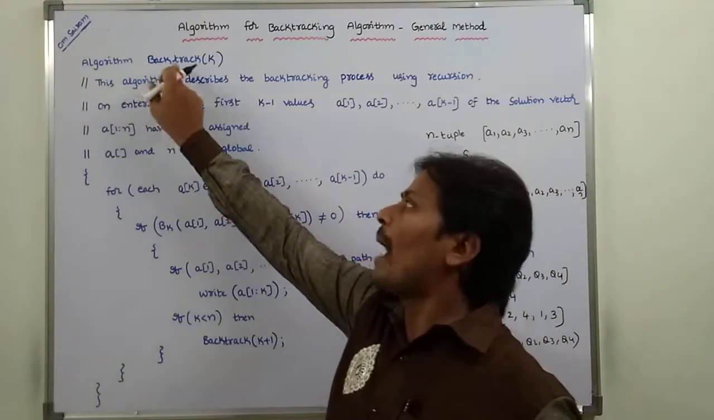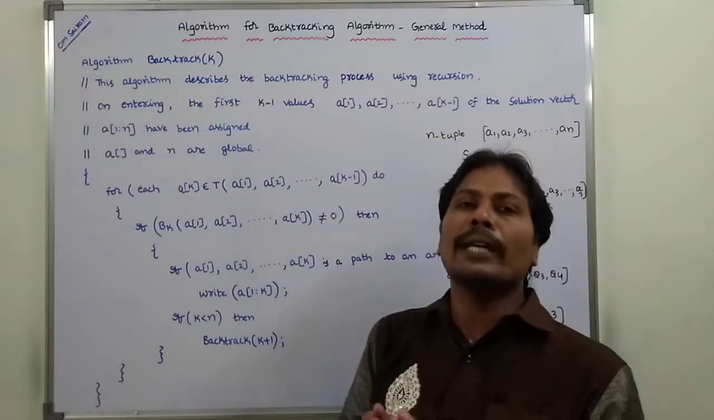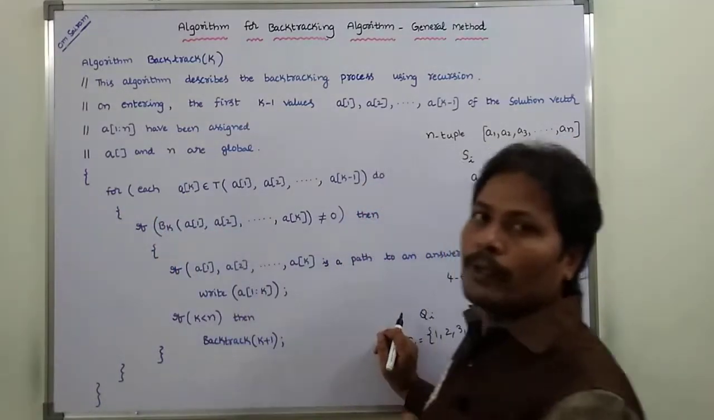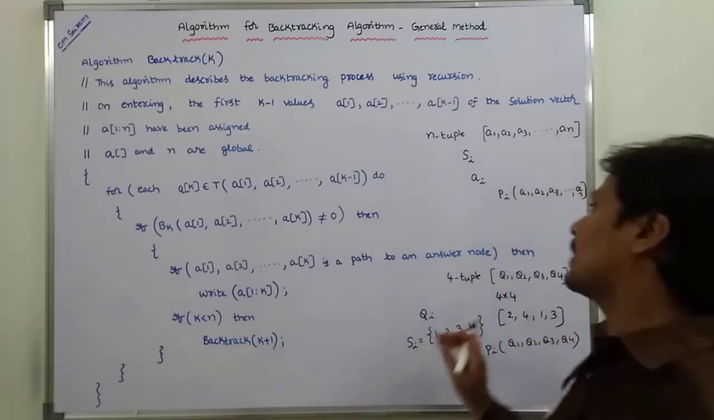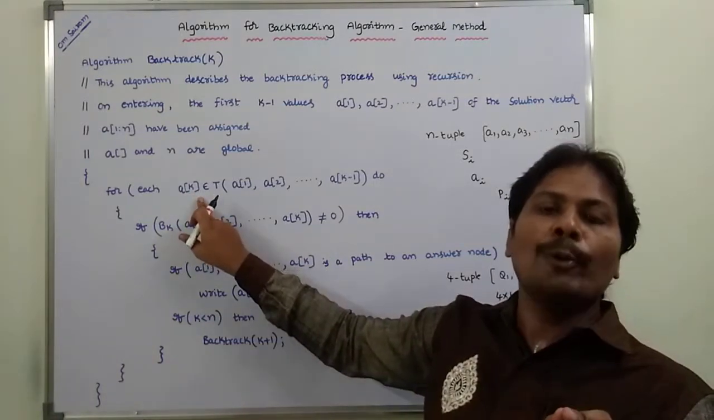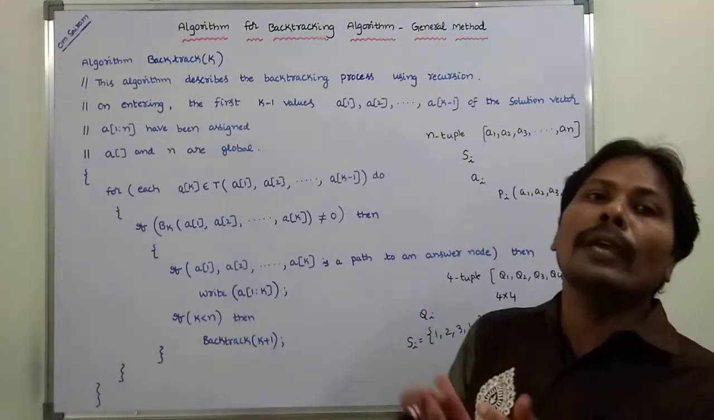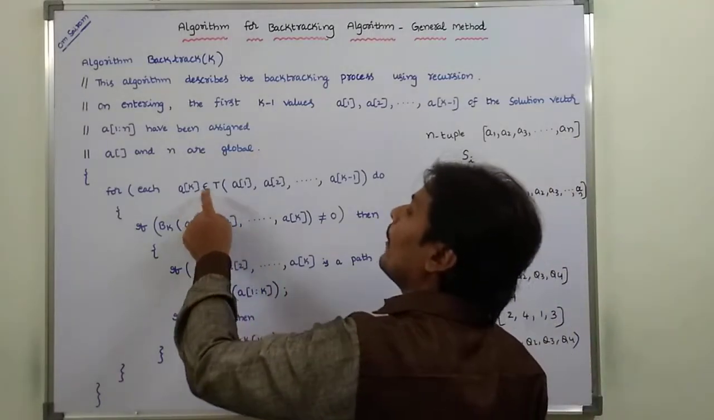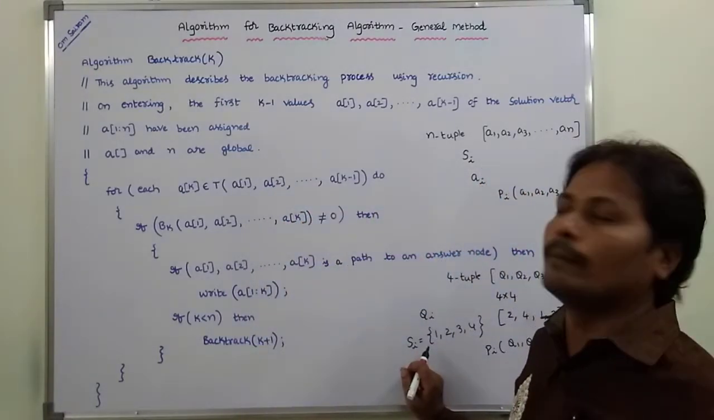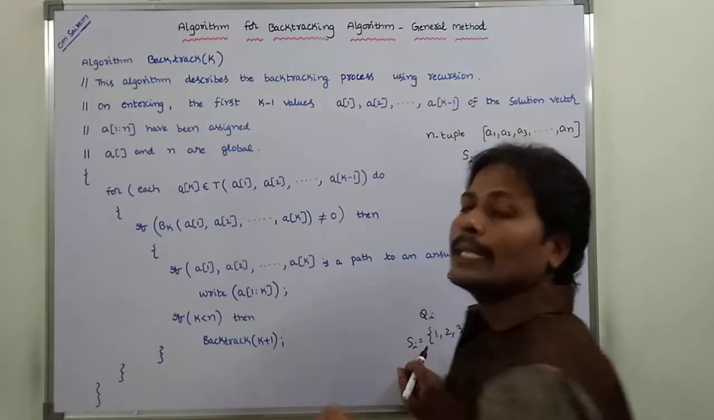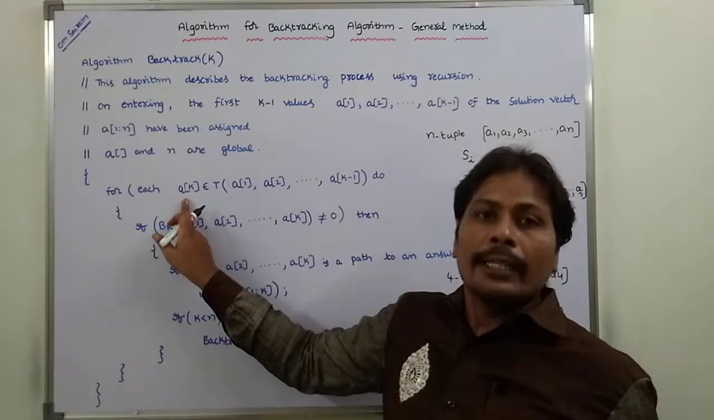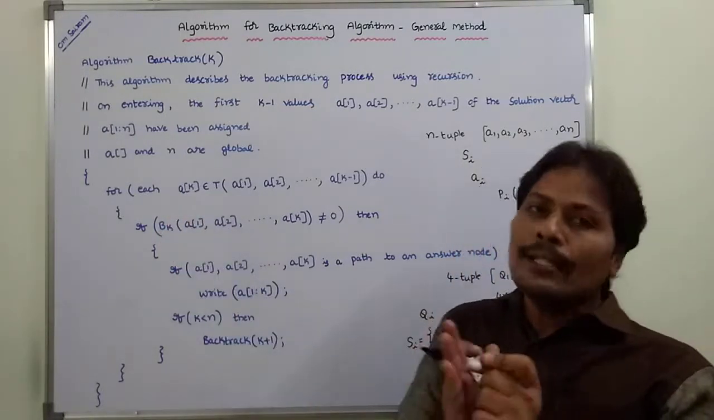Algorithm Backtrack of k. Now the k value can be taken as 1. For each a of k, the solution vector can be represented as a1, a2, a3, up to an. Here k is equal to 1, so we have to place the first queen. So a of 1 belongs to T of a1, a2, a3 up to a of k minus 1. Here the function T is the set of all possible values for a of 1.